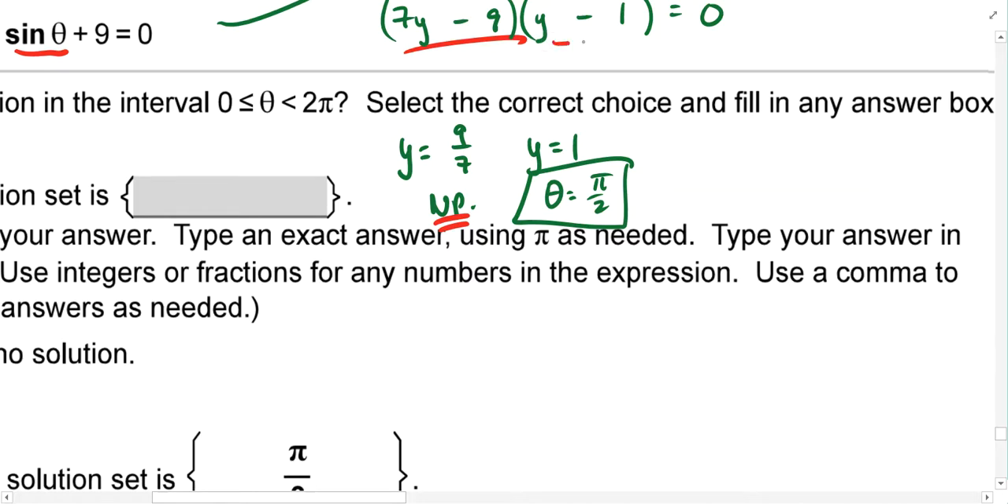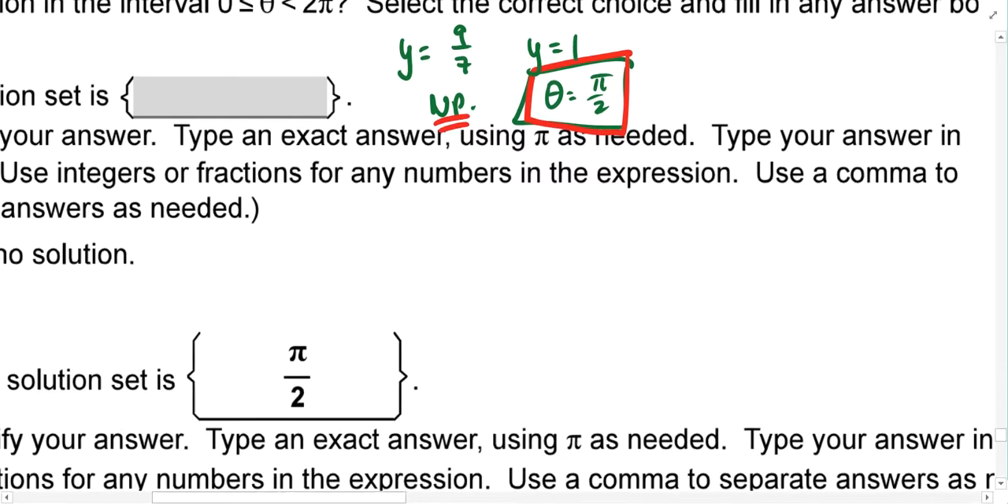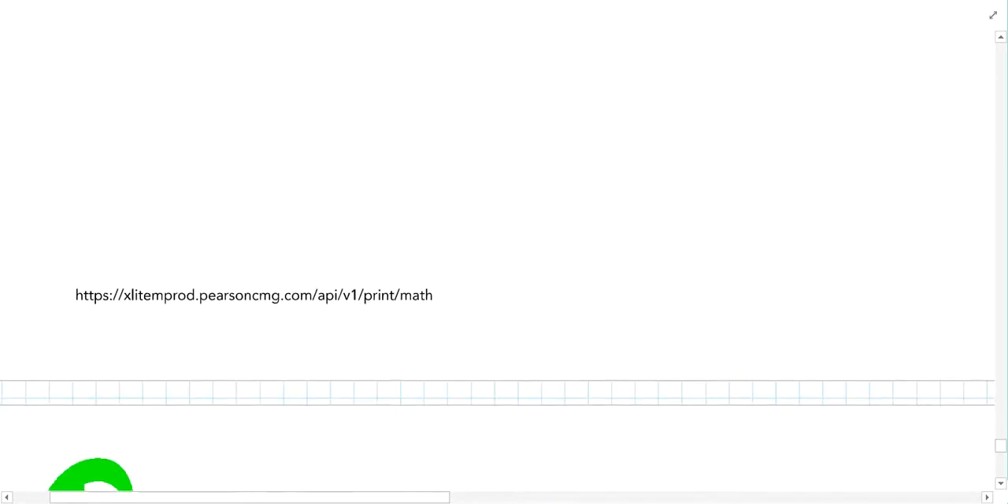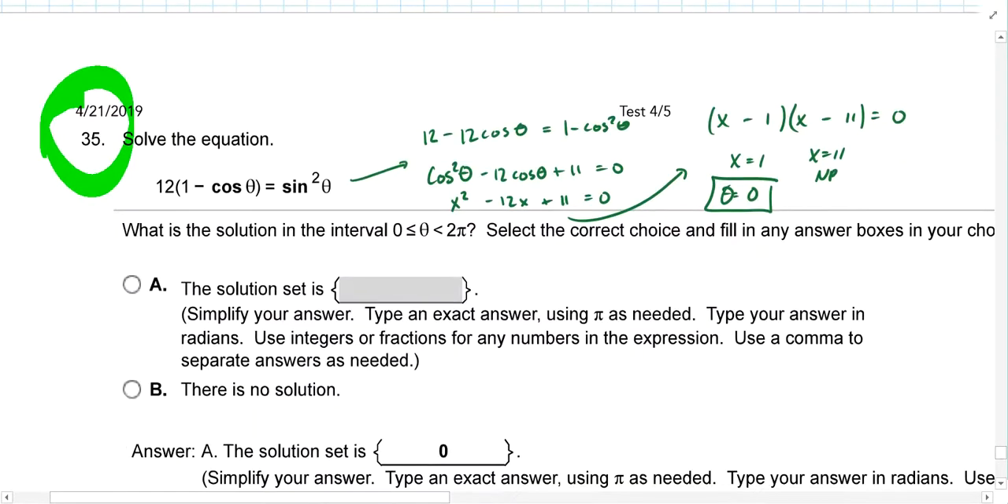On the right-hand factor, we've got y minus 1, which has to equal 0. So that means that y itself has to be 1. And where in the unit circle does y equal 1? Well, that exists at the position 90 degrees, or pi over 2. And that's the only real number answer to this particular question.